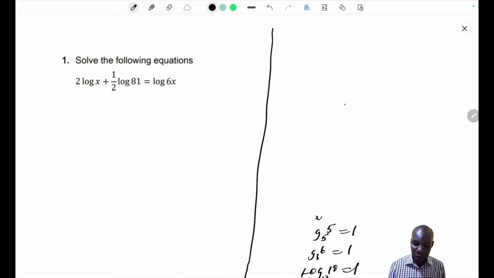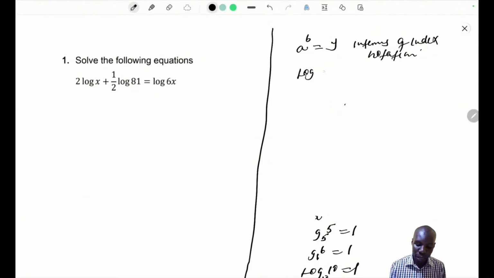Another important area that we also need to arm ourselves with: if you are given A to power B is equal to Y, you must know that this is in terms of index notation. In logarithmic notation, you'll say log of Y to base A is equal to B. This is logarithmic notation.